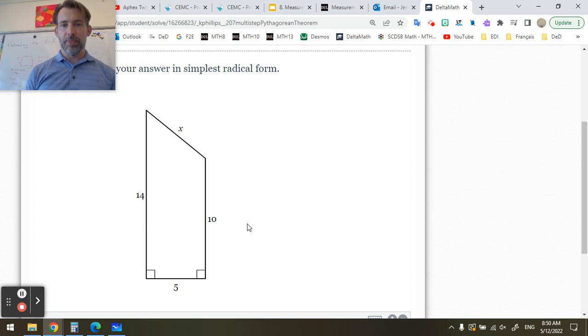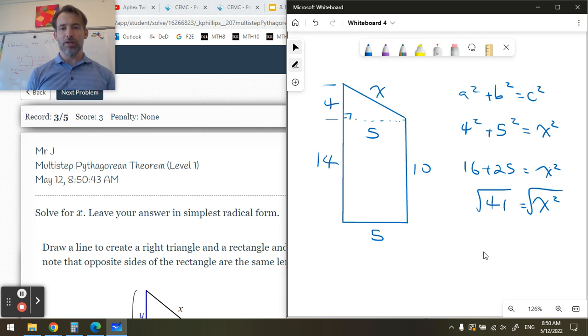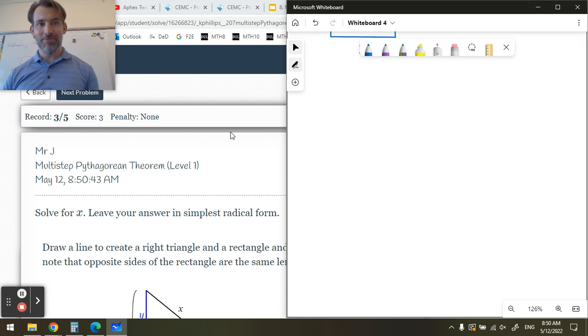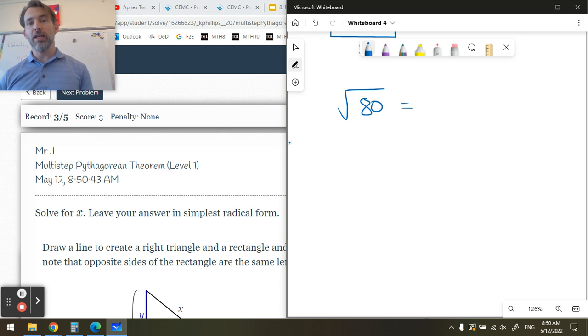41 is prime. That is already simplest radical form. If you're interested in why it's not accepting an answer like the square root of 80, this is not simplest radical form because the square root of 80 could be written as the square root of 16 times 5. 16 is a perfect square.